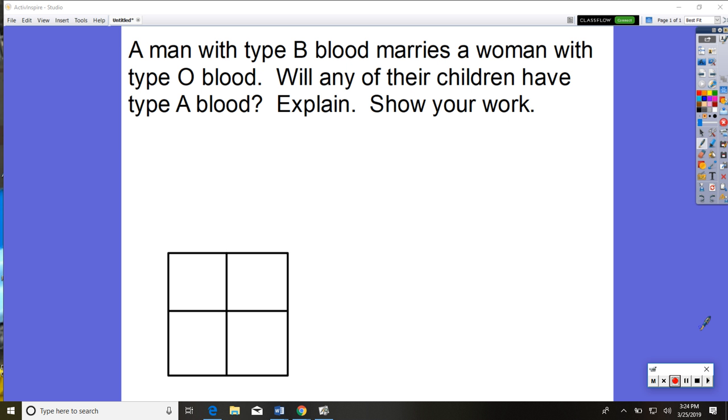So a man with type B blood marries a woman with type O blood. Will any of their children have type A blood? Explain and show your work.